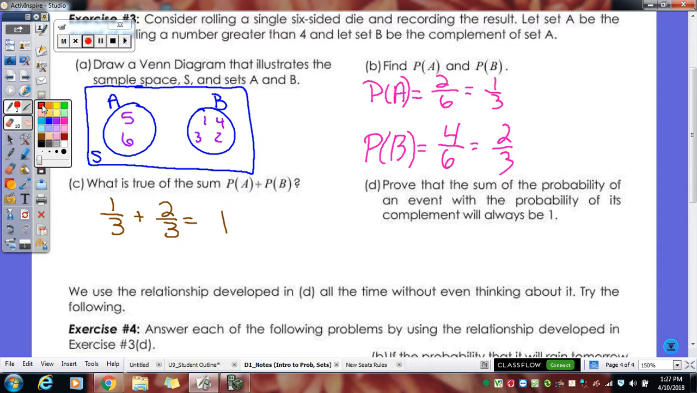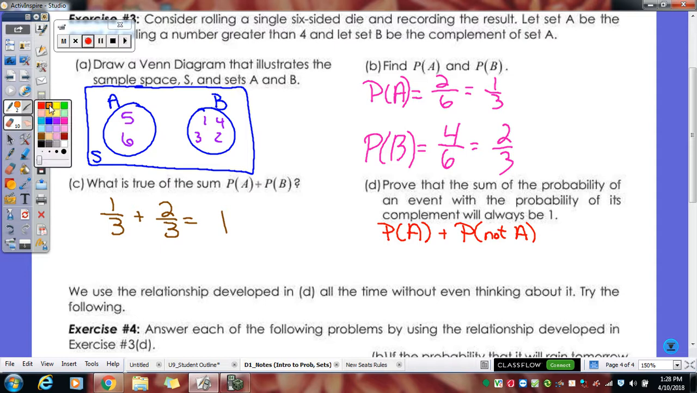So then they want us to prove that the sum of the probability of an event with the probability of its complement will always be 1. So we're trying to prove that the probability of A plus the probability of not A is going to be 1. We're going to call it not A for now, because it's not always called B. We've been using B.